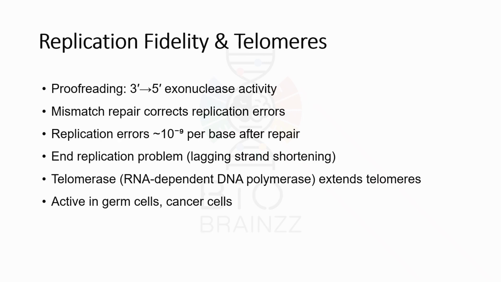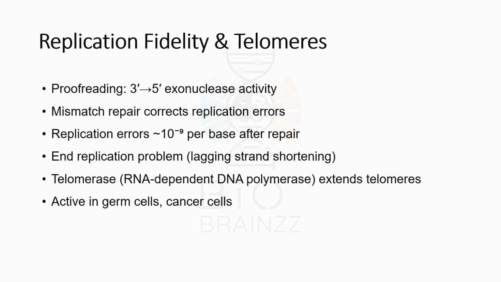DNA replication is highly accurate due to proofreading activity of DNA polymerase. This enzyme has 3' to 5' exonuclease activity, which means it can remove incorrectly added nucleotides immediately during replication. Because of this, the error rate becomes extremely low. In addition to proofreading, mismatch repair mechanisms further correct any remaining errors after replication.